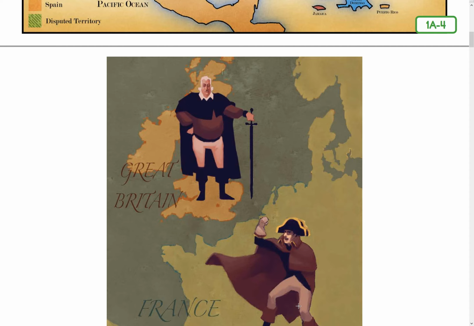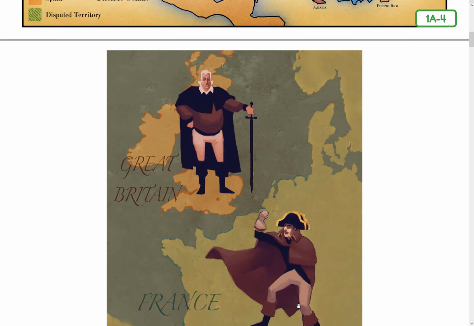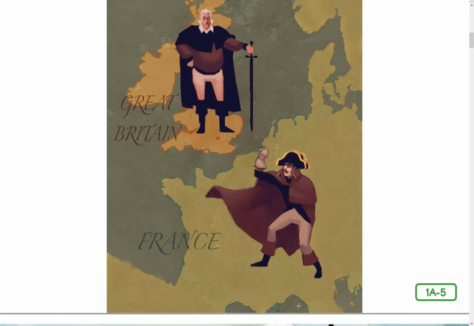Meanwhile, across the Atlantic, France and Britain went to war against each other. This series of wars became known as the Napoleonic Wars, named after the French leader at the time, Napoleon Bonaparte. Napoleon Bonaparte wanted to make France the most powerful nation in the world. Britain was determined to stop him.